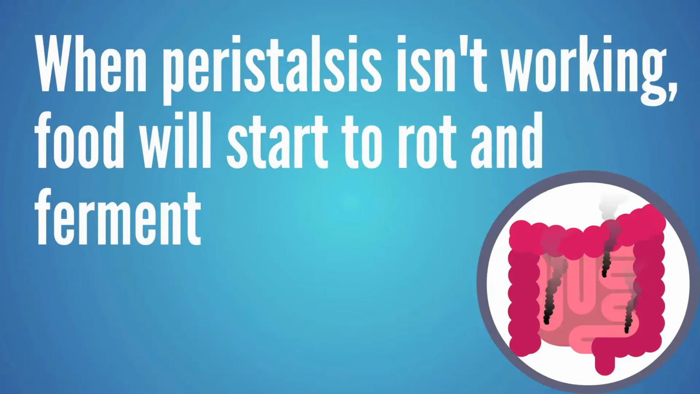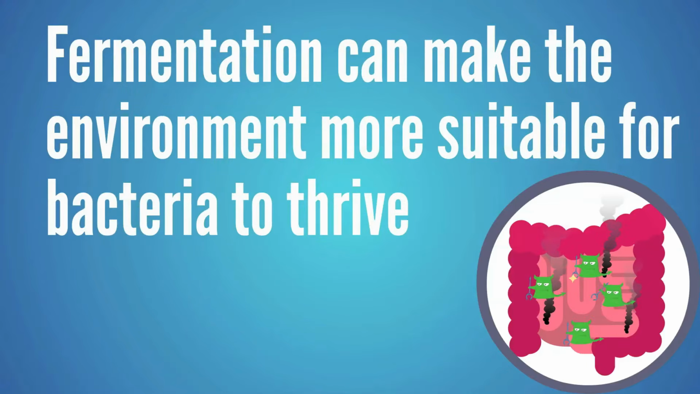So a lot of people feel like, well, this peristalsis isn't working, so then food starts to rot and ferment, and this fermentation can make the environment more suitable for bacteria to thrive and allow them to thrive in the small intestine. So this can kind of lead back to that lack of stomach acid. If the lack of stomach acid is there, then it's not going to be acidic enough to move through at a proper pace, and it is going to rot and ferment, and that's going to create that poor peristalsis issue. So is that really the cause of the SIBO, or is it just another issue going on while the SIBO is there? It's hard to really say.